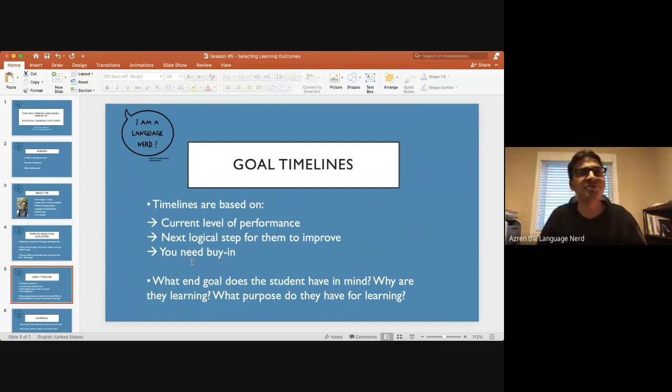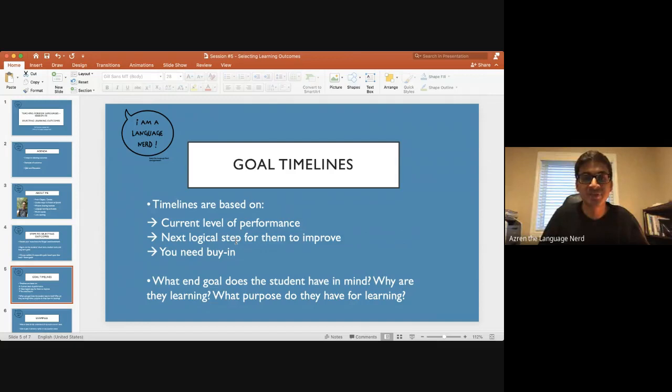Think about a student. I literally just had a student right now who took 2 weeks of classes because she just wanted to prep for this job interview. That is totally different. All of a sudden, her version of short-term, medium-term, long-term is wildly different than that one child example who has X number of years ahead of him. So timelines are based on current level of performance. We're going to look at the next logical step for them to improve.